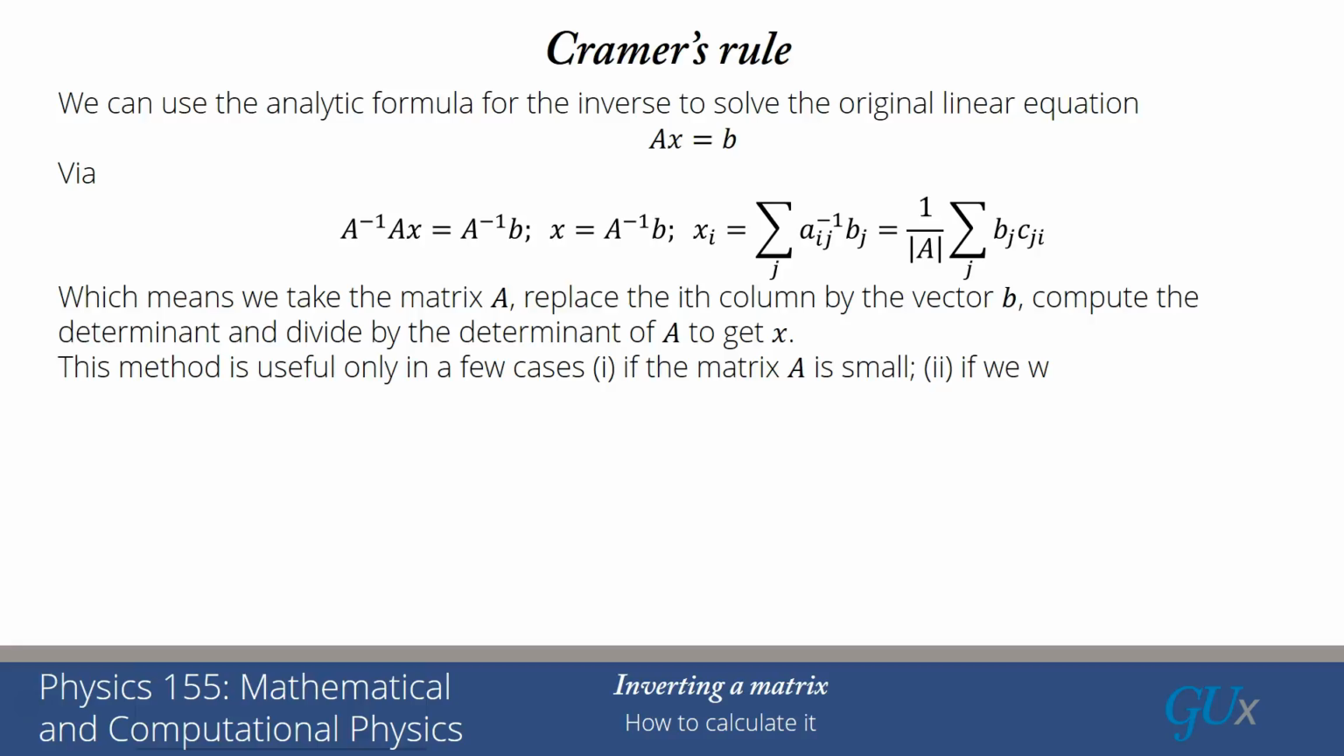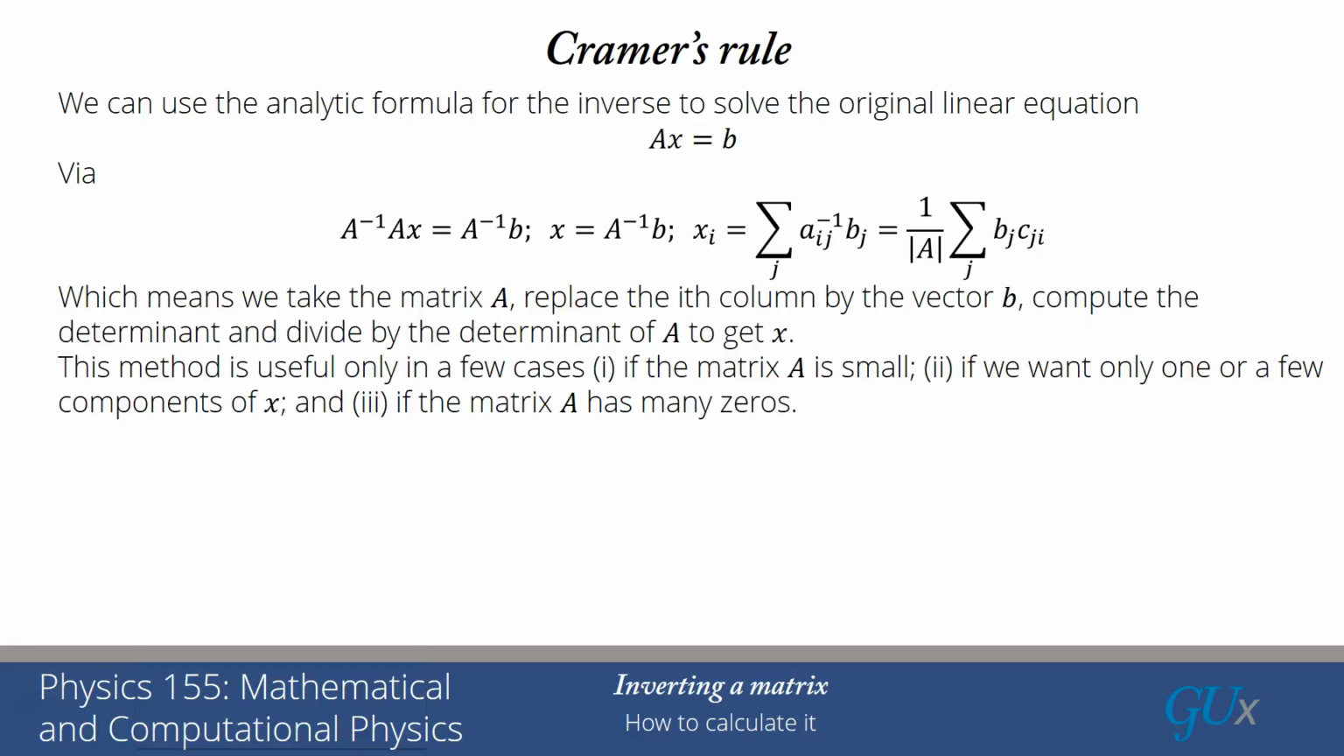If the matrix A is small, like a 2 by 2, maybe a 3 by 3, it might be okay to do this. If we want only one or a few components of x, if for some reason we only need, say, the 19th component of x, this might actually be an effective way of calculating the element for just that one particular element. Or it might be useful if the matrix A has many zeros, because if the matrix A has many zeros, then it might be easy to calculate these different determinants via these cofactors.